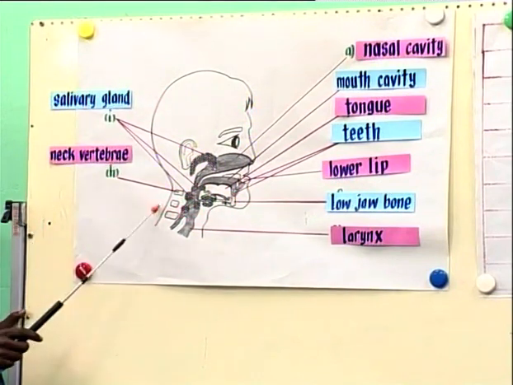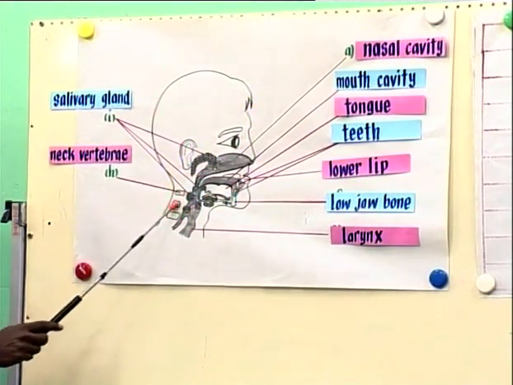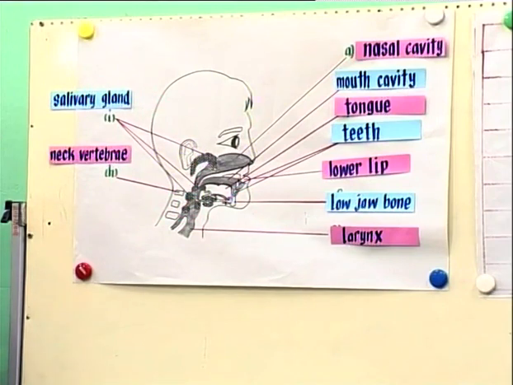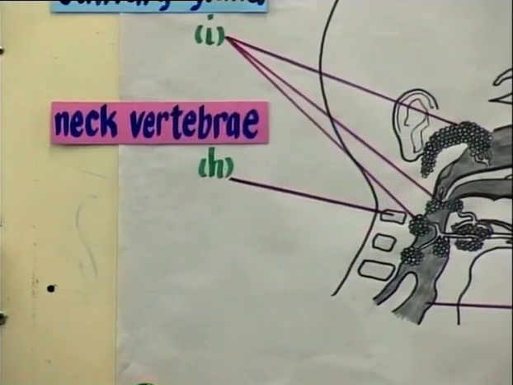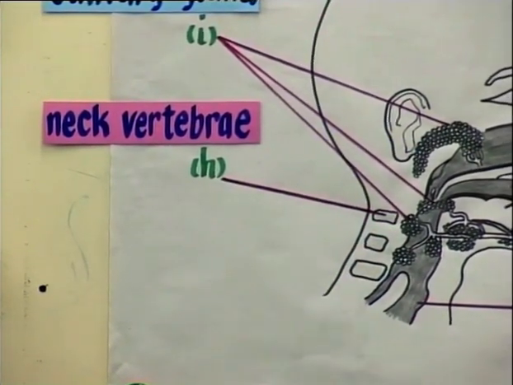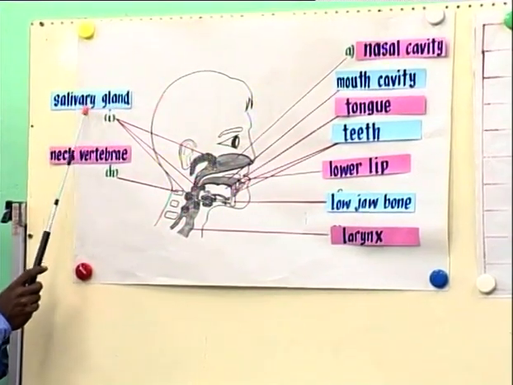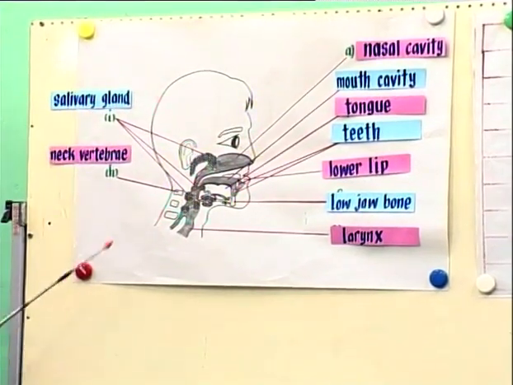Now the neck vertebrae, or the bones of your backside, your backbones, keep your head straight up. They keep your head straight so that your head can be there. It supports your head.